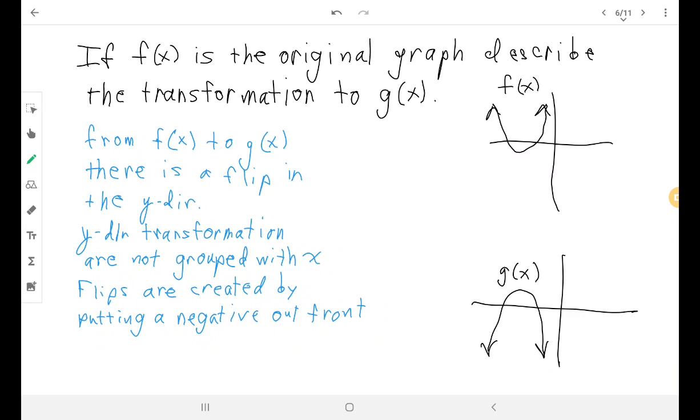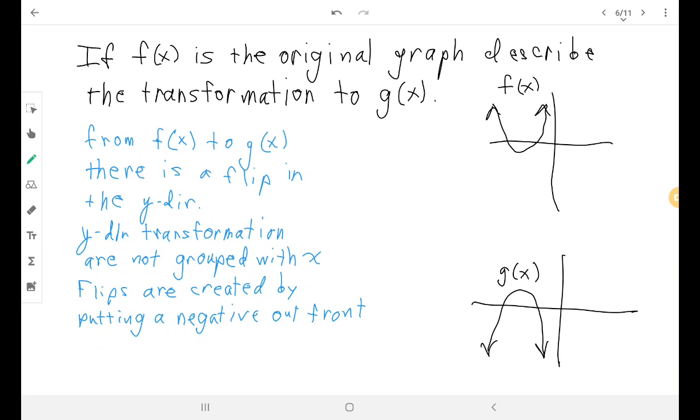So, and that'll mean two different things. If you're grouped in with x, you have to put it next to the grouping, right? If you're not grouped with x, you put it outside the whole thing.